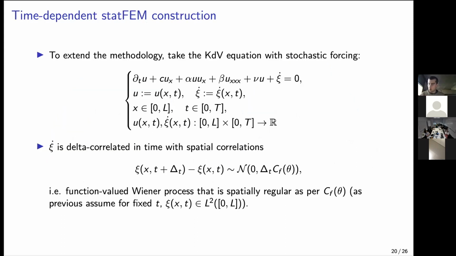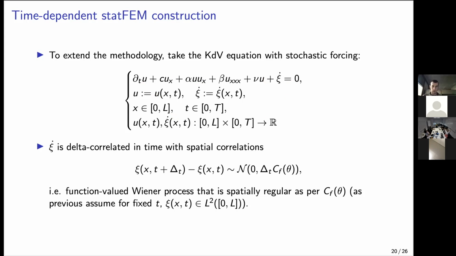Okay, so that was a sort of whirlwind tour of the statFEM construction in the static case for the Poisson equation. Now to extend the methodology to time-dependent and nonlinear systems, my job, this is mainly my work now, is to look at a KdV equation with stochastic forcing and see how we can do the same procedure across time. So the KdV equation is given by this thing here, and the KdV equation is used to model internal waves. So waves that propagate through and in between layers of water density. And an example I'm going to show is through two layers of water density.